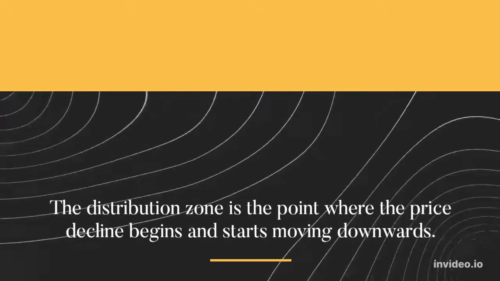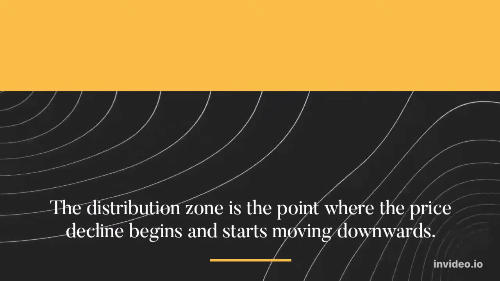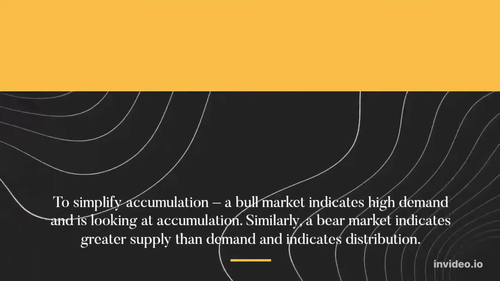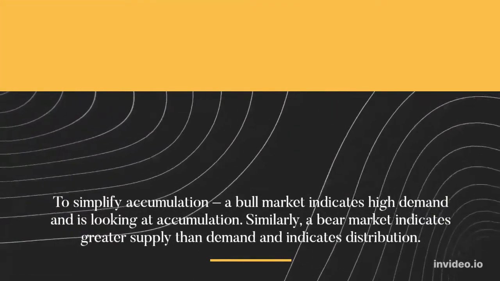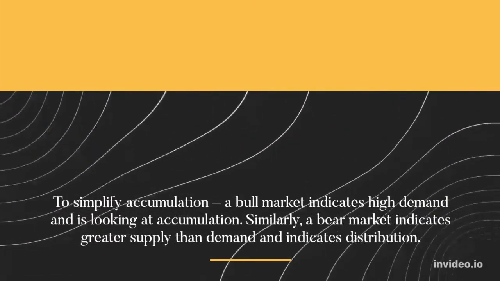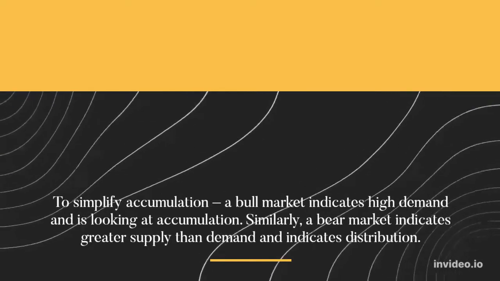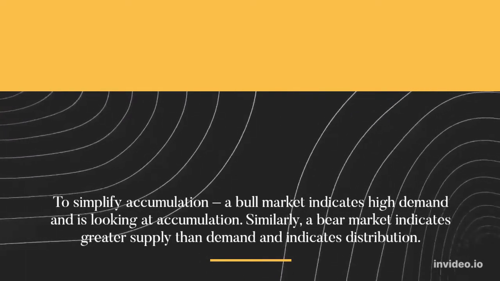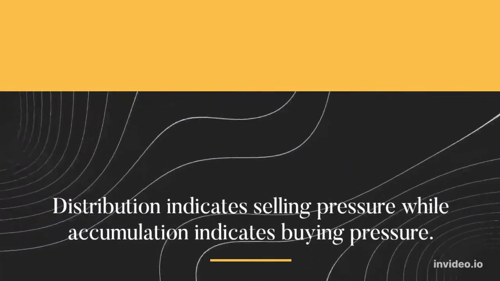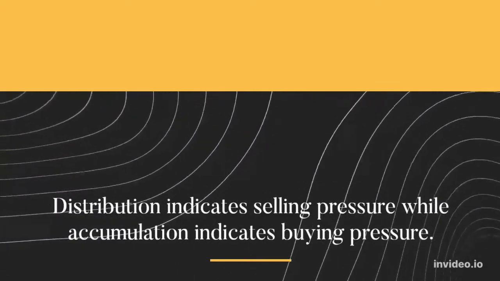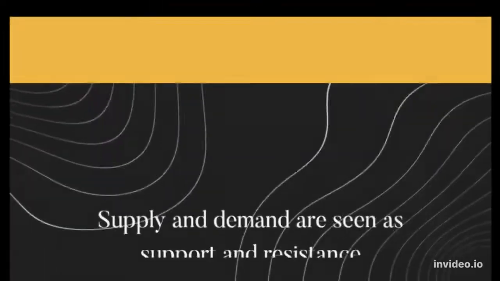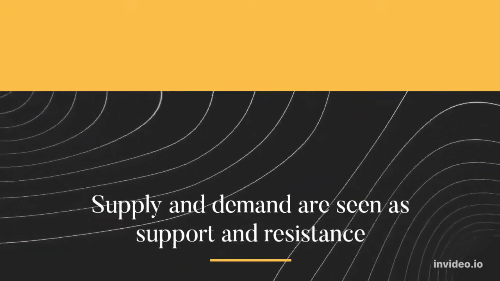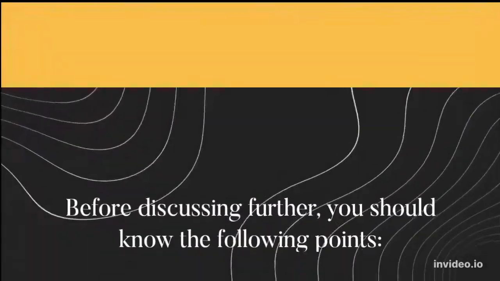The distribution zone is the point where the price decline begins and starts moving downwards. To simplify, a bull market indicates high demand and is looking at accumulation. Similarly, a bear market indicates greater supply than demand and indicates distribution. Distribution indicates selling pressure while accumulation indicates buying pressure. Supply and demand are seen as support and resistance.